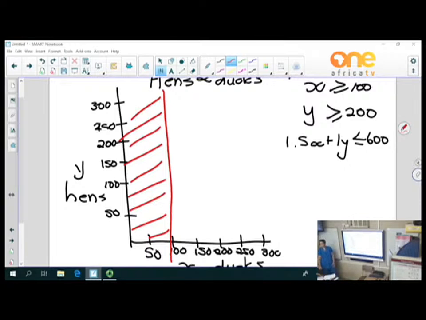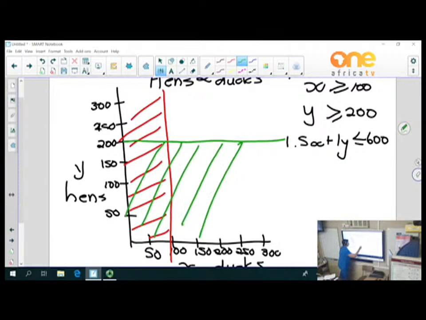And then y is more than or equal to 200. So what does that mean? At 200, I draw a line. And where do I shade? The unwanted region. So I shade here. That's where I'm going to shade, the unwanted region. Because I stopped here at 300 and that graph goes up to 600.